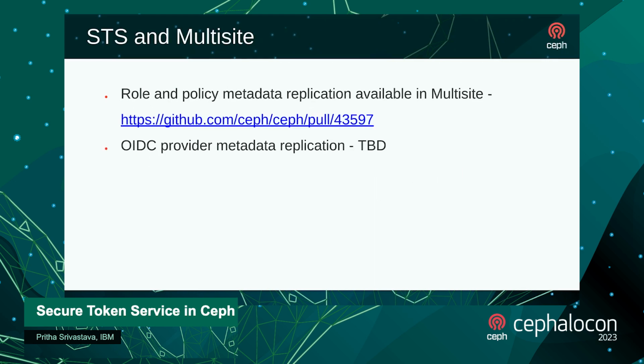Now we talk about what has been implemented for STS in multi-site. Currently, we just have the role and policy metadata replication available. If you create a role in the primary zone and attach a policy to it, both the role metadata and the policy metadata will get replicated over to the secondary zone. We still need to work on OpenID Connect Provider metadata replication in RGW.